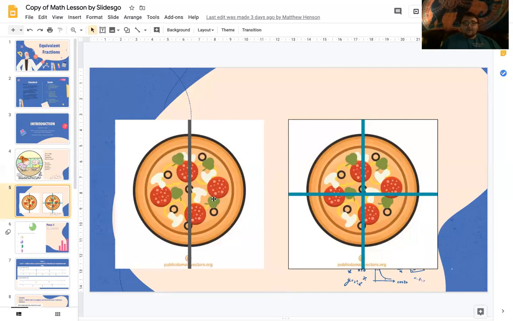So we've got 2 pizzas here. One is cut into halves. One is cut into fourths. So if I take my pen and I scribble this out, that is 1/2 of the pizza. Over here, if I scribble this out, that's 1/4.